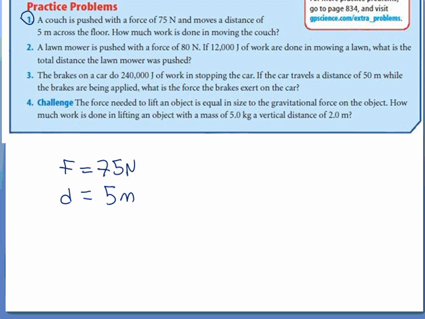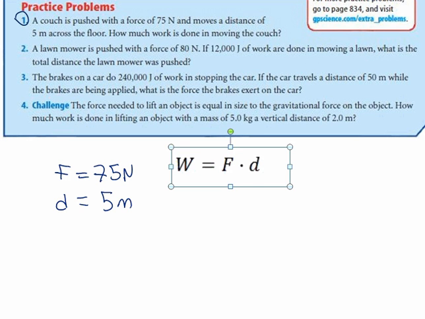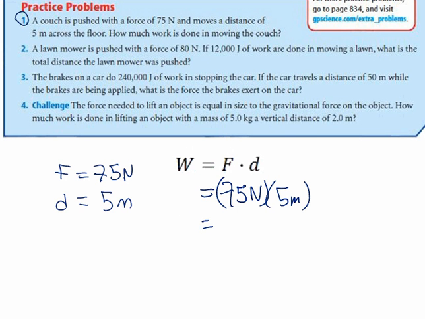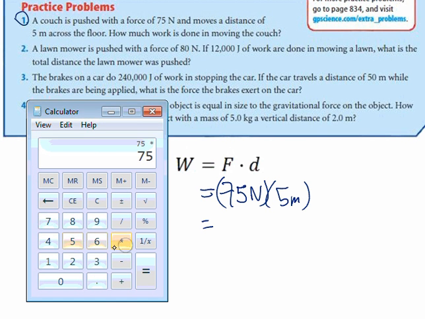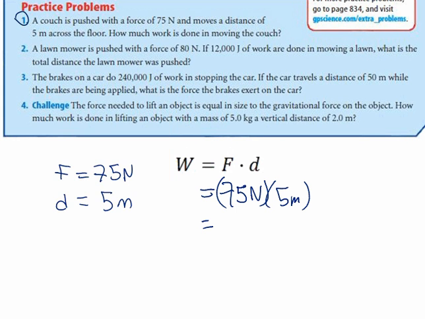Using the work equation, we take the force times the distance. So it's 75 newtons times 5 meters. If you take a calculator and plug it in, 75 times 5, we find out it's 375. And our units would be joules.